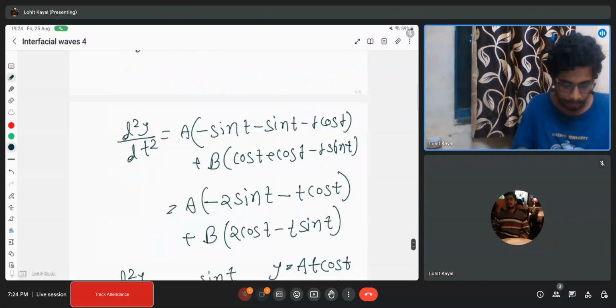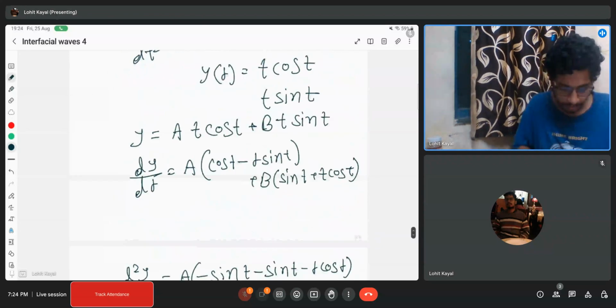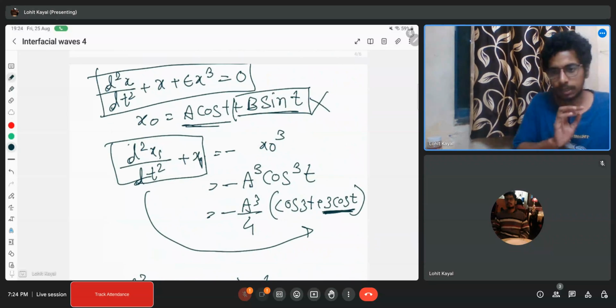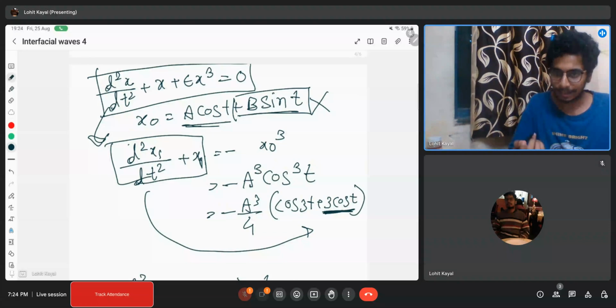Okay. Now see this equation. You can very easily solve it numerically. Just use MATLAB, Mathematica, anything. You can verify. You will see that this gives you a periodic solution. It gives you a periodic solution. Okay.